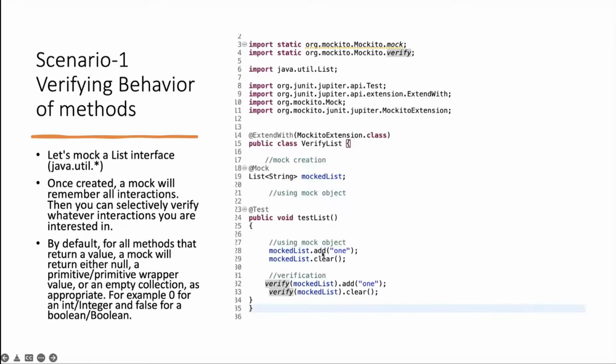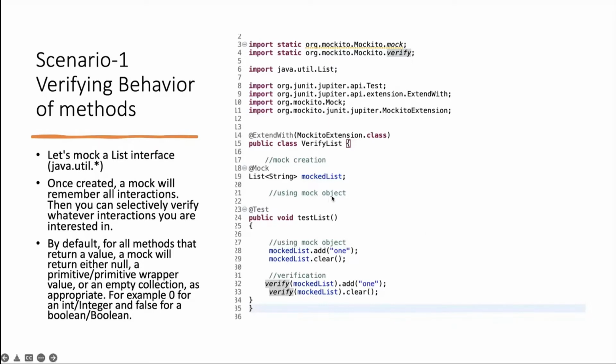So for example, add is a method. You are just mocking it. You are using the mock object and passing 1 here. What it does implicitly is that all the return values will be null or a wrapper value. For example, if it is an integer, it will be 0. If it is a Boolean, it will be false. So this is one thing.